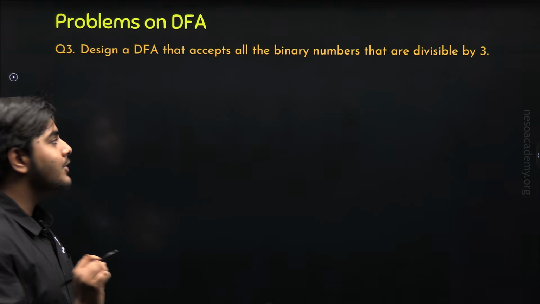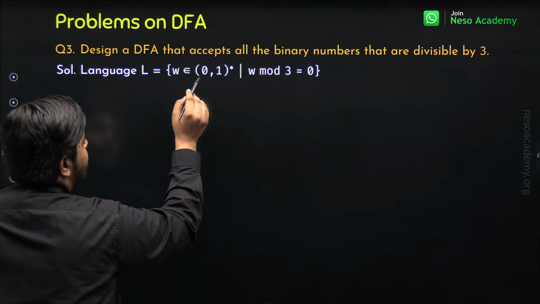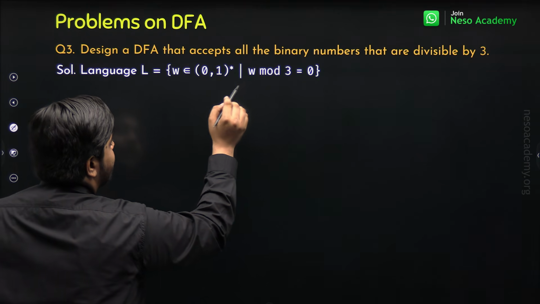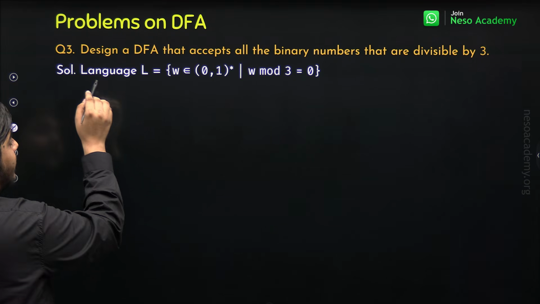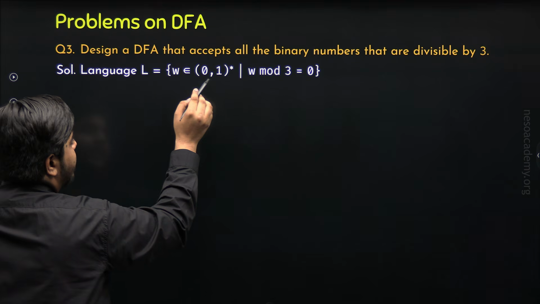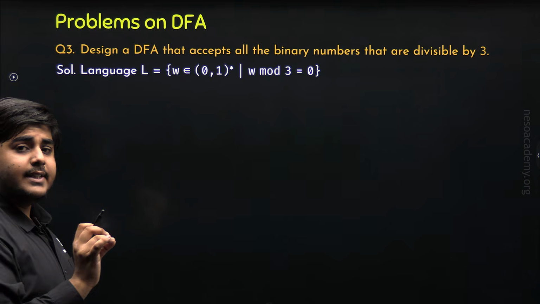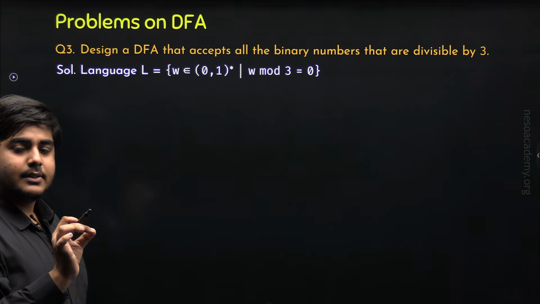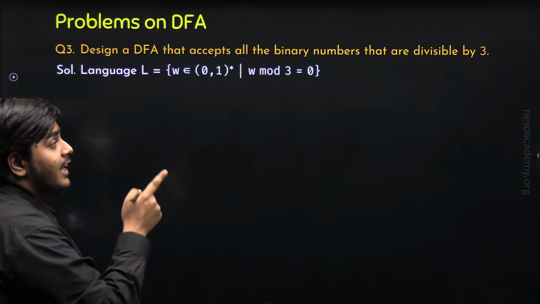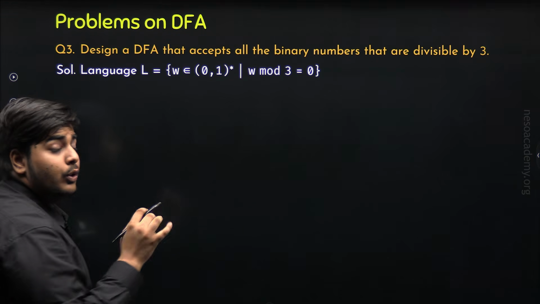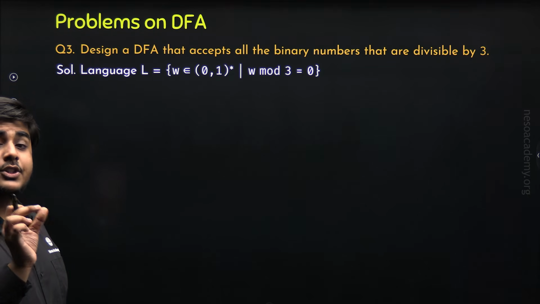So let's check out the language. Language L is equal to W belongs to {0, 1}* such that W mod 3 is equal to 0, which means that our language L will only contain the strings made up of zeros and ones. And we know the strings that are made up of only zeros and ones are called binary strings. But in this question, we are checking the divisibility by 3, which is a mathematical operation. And that is why we cannot use the word strings.